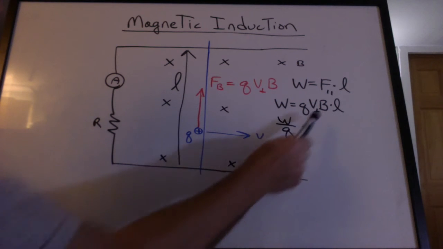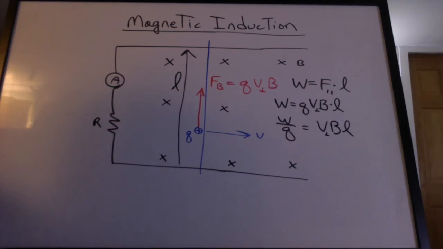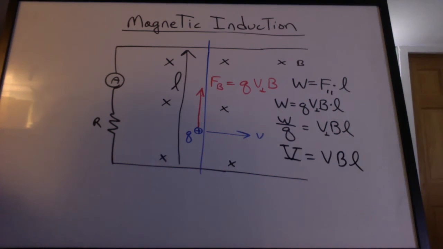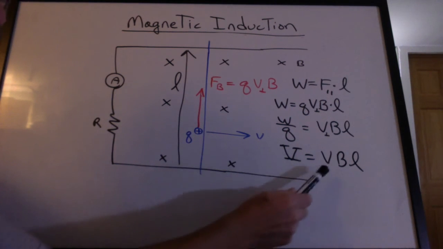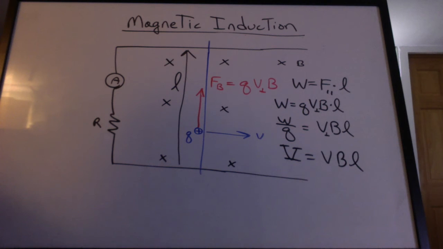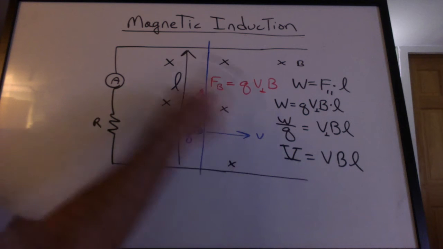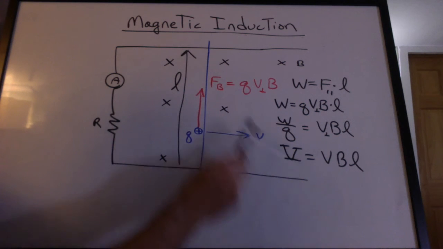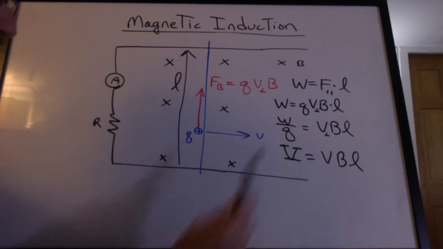I'm going to divide both sides by Q and have work per charge, which will be equal to VBL. Does anybody remember what work per charge is? Yeah, it's a voltage. And I write the V like this to distinguish it from the velocity over here. This is the voltage generated by this wire moving through the magnetic field. If it's got this length, then it's moving at that velocity, and we have the magnetic field strength. So it's VBL equals the voltage.